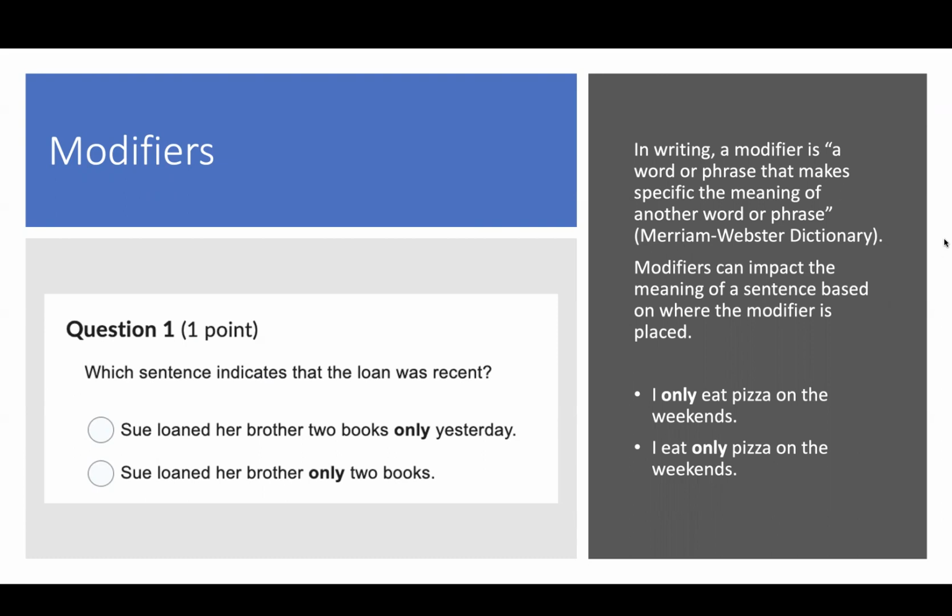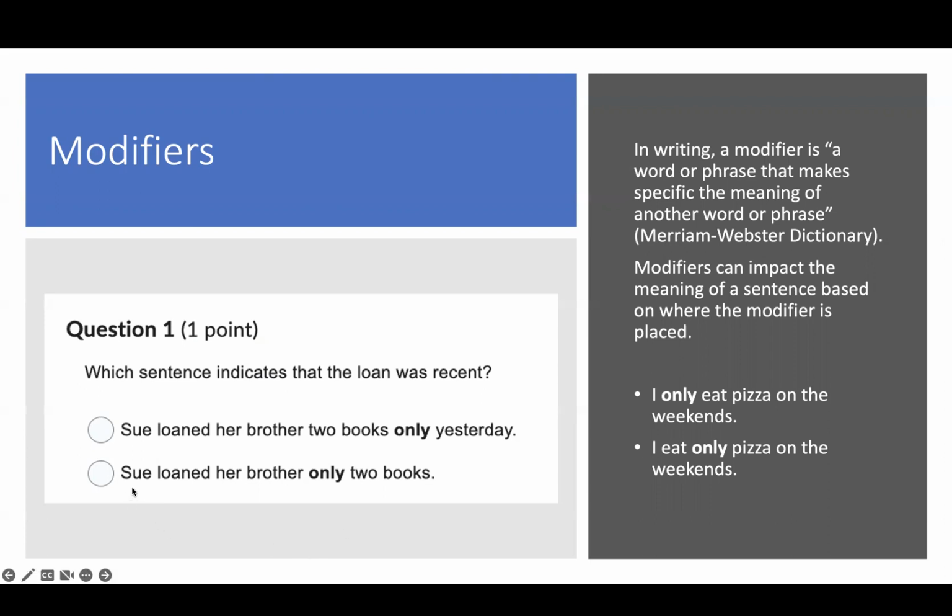So you'll see a quiz, and the first question that you'll see is included here. It is, which sentence indicates that the loan was recent, right? And so we need the word only to indicate that the loan is recent. Sue loaned her brother 2 books only yesterday, or Sue loaned her brother only 2 books. Which one means that she loaned the books recently? And the answer is the first option, right? We place the word only next to the time that it happened, right? She loaned her brother books only yesterday or just yesterday, right?